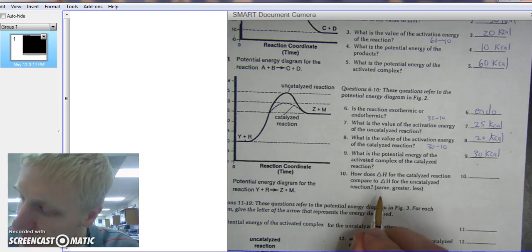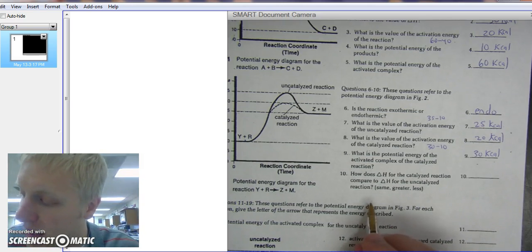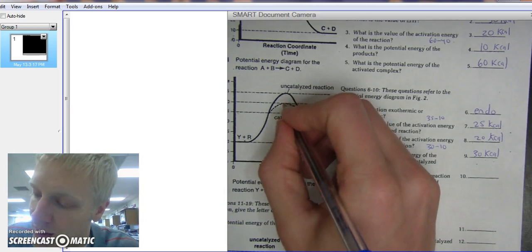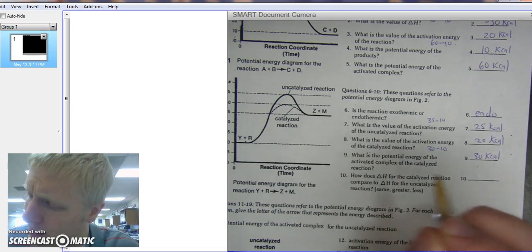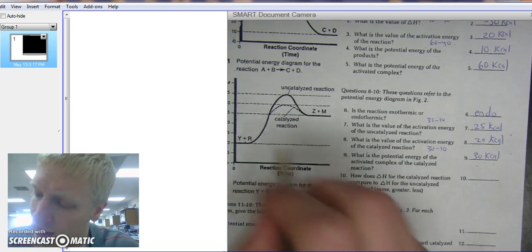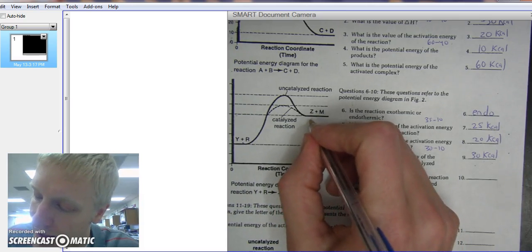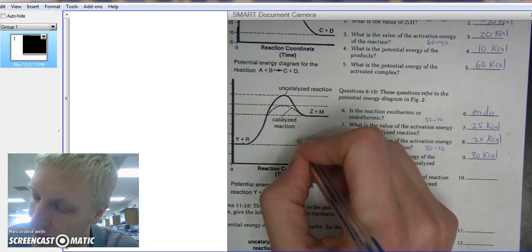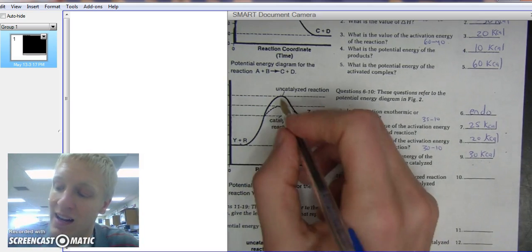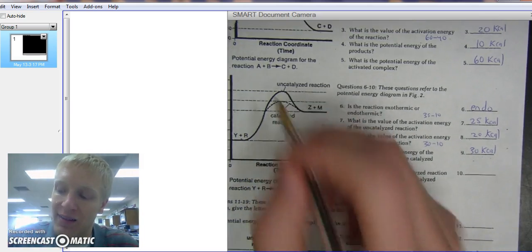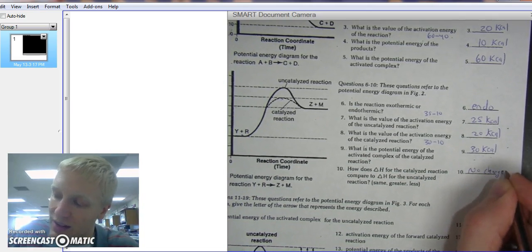And number 10, how does delta H for the catalyzed reaction compare to delta H for the uncatalyzed reaction? So we're just comparing these differences, but we're looking for the delta H. That's just the difference between the reactants and the products, which is going to be 25 minus 10, 15. That's not going to change whether it's catalyzed or uncatalyzed. So we're going to write no change.